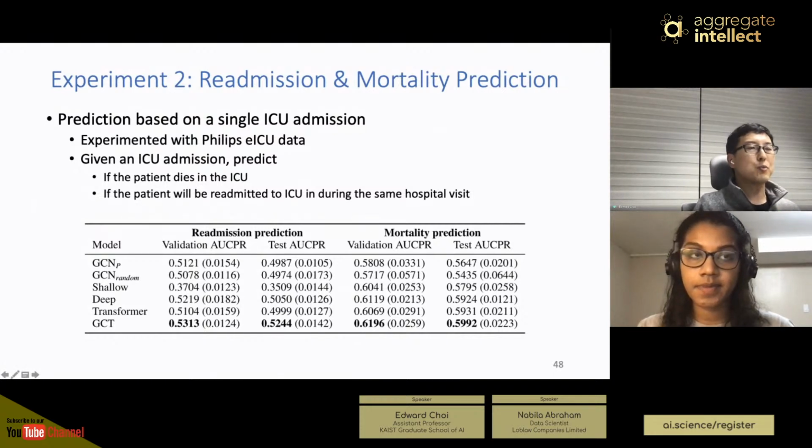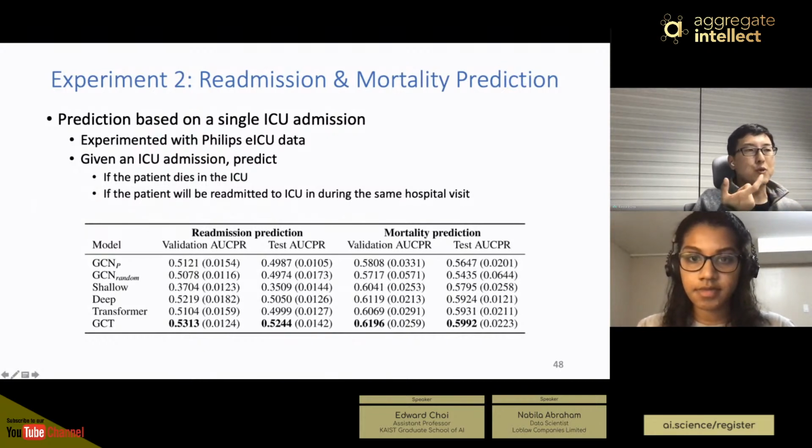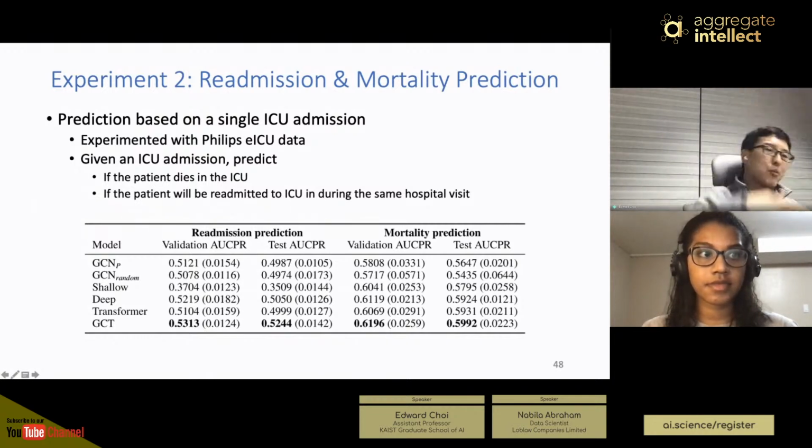I applied two prediction tasks. One is readmission prediction. So given the current ICU admission, will you be readmitted to this ICU again within the same hospital stay? Mortality prediction is, will you die during the ICU stay? So for readmission prediction, GCT outperforms all the others. In both cases, GCT outperforms other models to varying degrees. But in readmission prediction, comparing GCT and the next best model, you can see there are some gaps. But in the mortality prediction case, it is approximately the same.